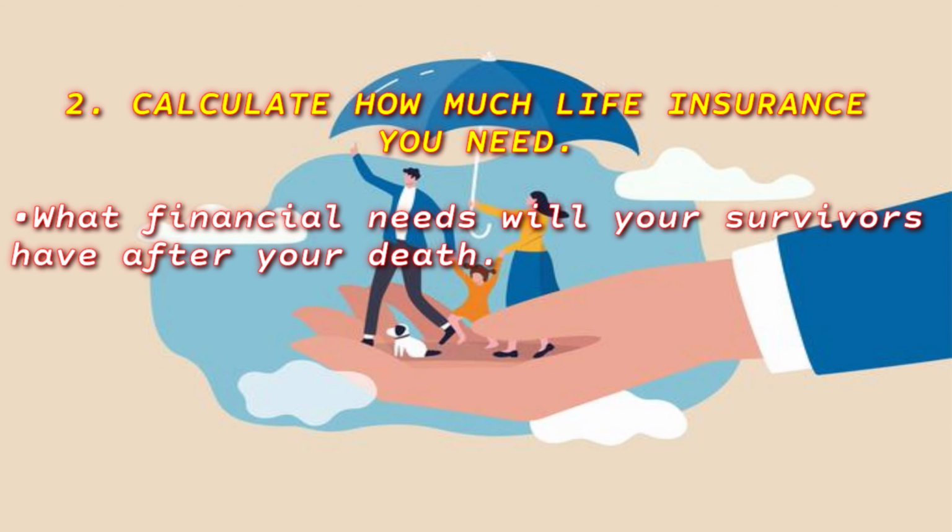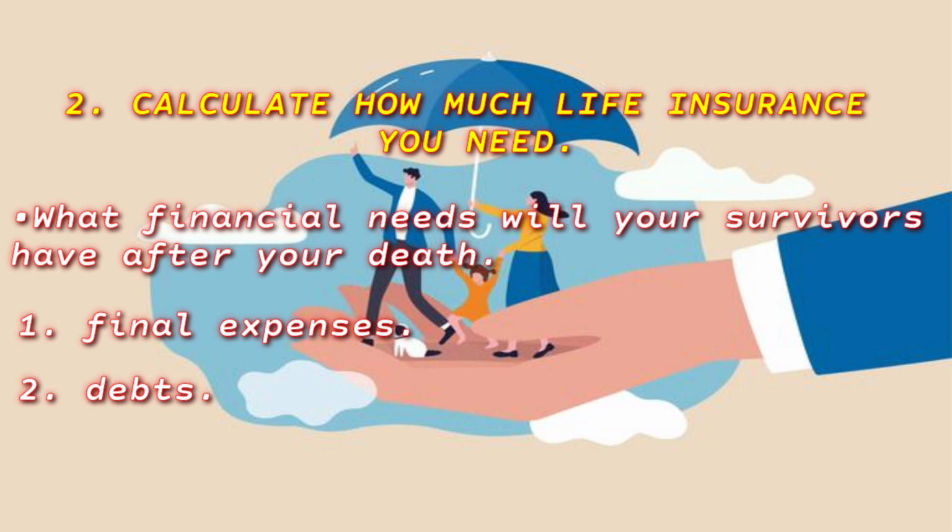Second is, what financial needs will your survivors have after your death? For simplicity, consider 3 categories of requirements. 1. Final expenses. 2. Debts. And 3. Income needs. Then subtract your survivors' financial resources, step number 2, from their financial needs, step number 3, to determine how large a policy to buy. Many people are underinsured, often because they skip these steps or take a shortcut such as simply buying a multiple of annual income.